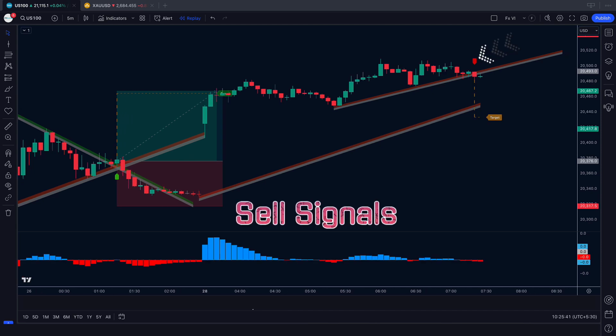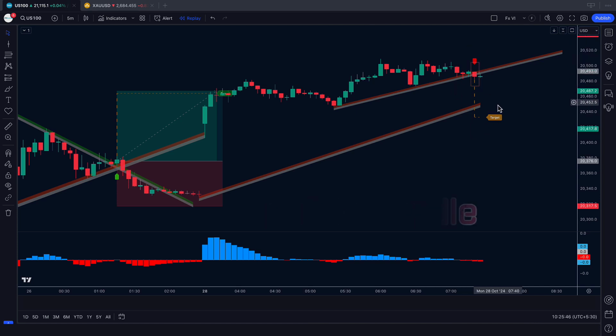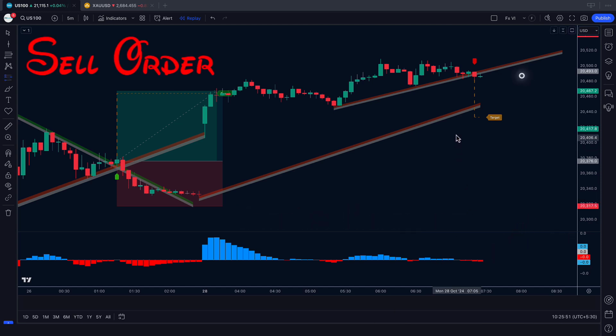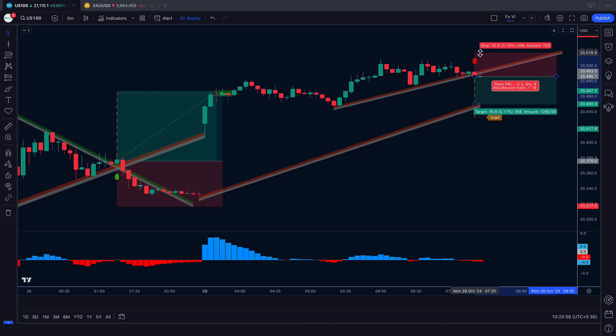The Trendline Breakouts indicator has given us sell signals. The market has made a bearish candle to give confirmation. And the column bars of the TB Trend Oscillator indicator show a bearish histogram. All these conditions are met, so we will place a sell order. Our stop loss will be placed at the current market's higher level. And the risk to reward ratio will be 1 to 1.5.